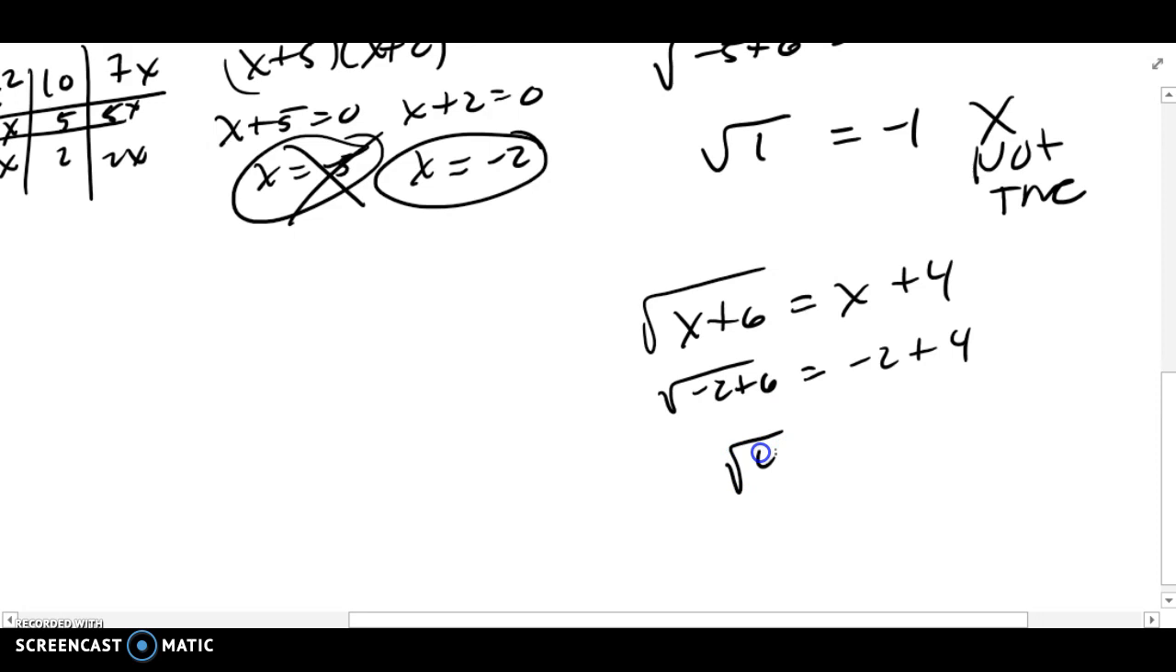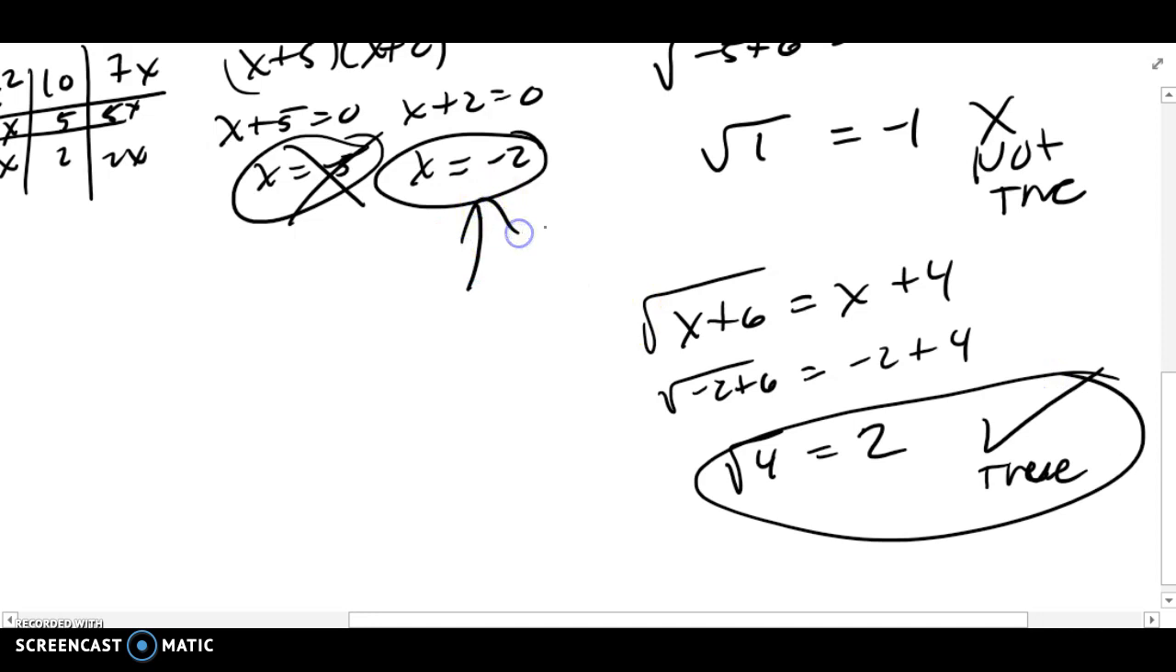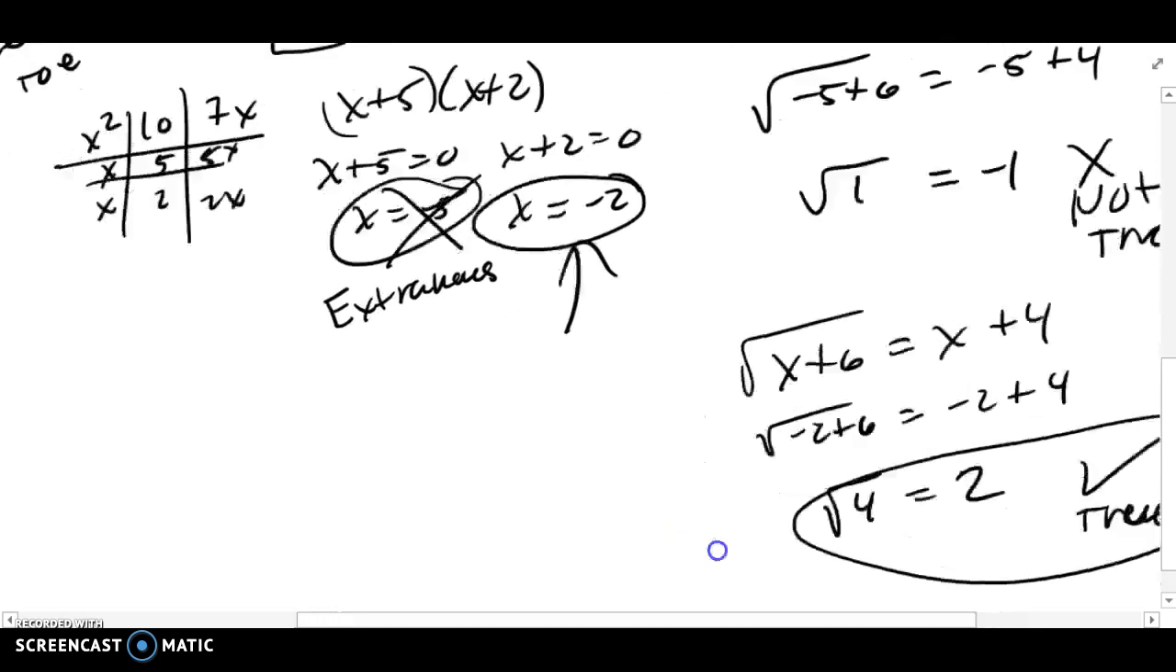So we're going to put negative 2 in. So then we have the square root of 4 equals 2. This does work out, it is true. So that means this does have a solution, and that's the only one. That one would be extraneous. That's what it's called, an extraneous solution, meaning all our math made it so that was an answer, but it really wasn't.